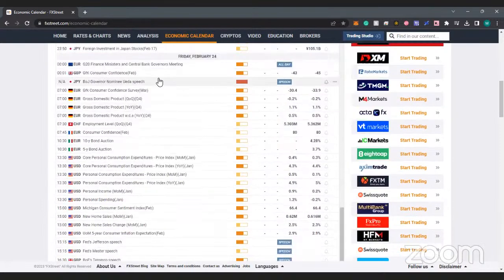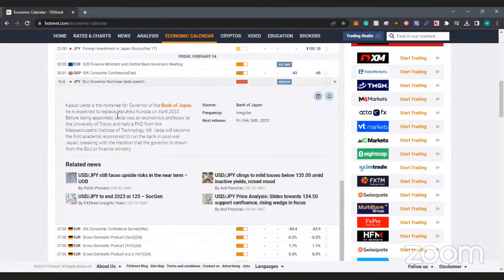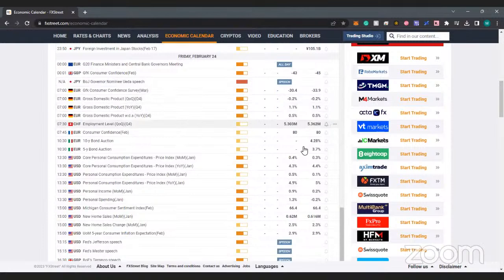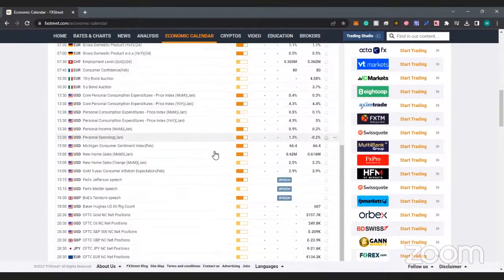Tomorrow we have a speech. It seems like there's a change of governors coming soon. Right now we have Governor Kuroda, and we have a nominee called Ueda. His speech might cause an effect. Let's see what happens. He's expected to replace Kuroda. That's the guy's name, I can never say it properly. Sorry to all my Japanese listeners, I don't mean to be rude. April 2023. I'll be interested to see what happens here, and excited to know the outcome. He's expected to replace him, but it's not for sure. We'll see, but there definitely is a replacement coming.